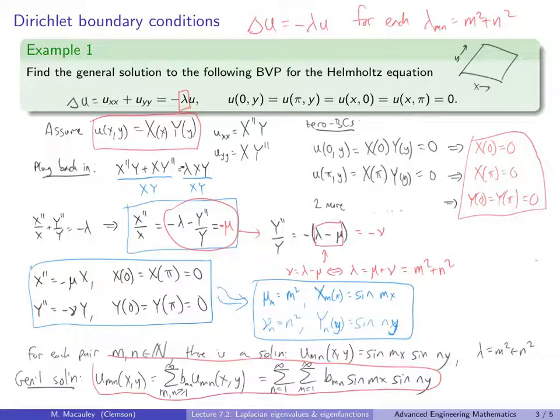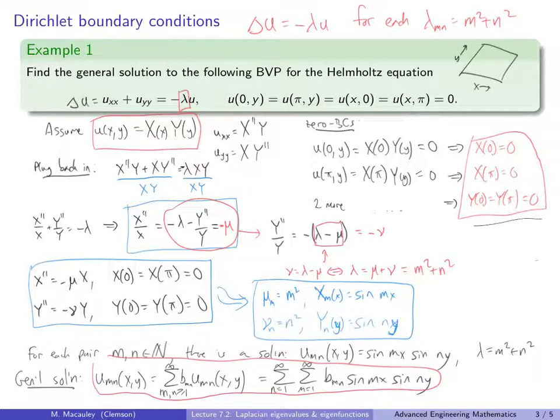So let's think about what this says. What we found is the general solution to the following boundary value problem for the Helmholtz equation right here. And you may be wondering, well, there are 4 boundary conditions and 4 derivatives. Why don't we have one solution? Why isn't there a unique solution? Remember, boundary value problems are more complicated than initial value problems.